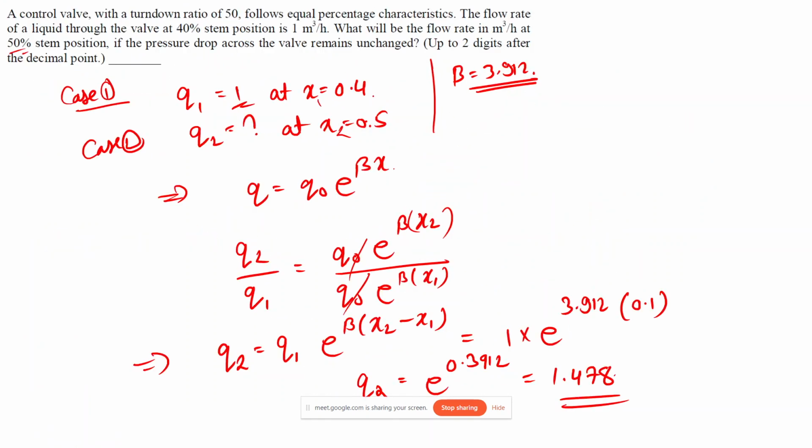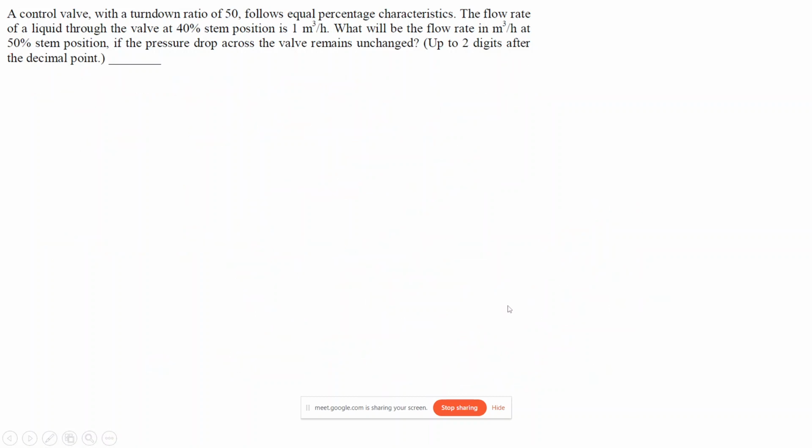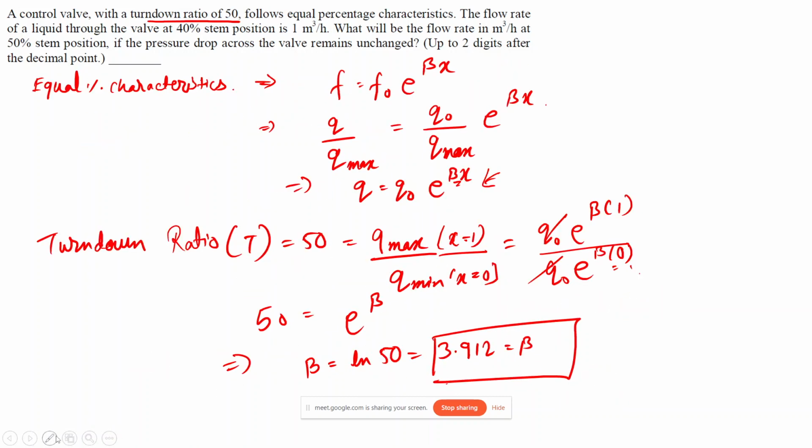We looked at this question where we defined the turn down ratio, and using that turn down ratio we found the value of the constant beta. Once we have this value of beta, we simply use this equation to find the flow passing through the valve.